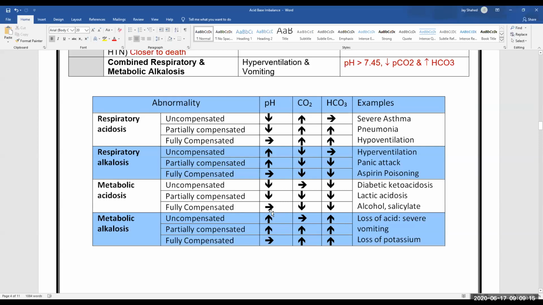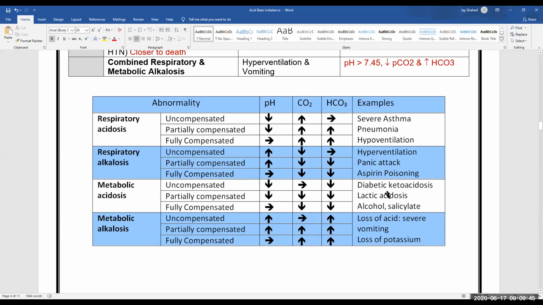Fully compensated is within normal, 7.35 to 7.45 for the pH. And both of these go down together. Metabolic alkalosis, same thing. What do you look at? The pH, and you look at the HCO3. The pH is up, HCO3 is up. What's happening to the CO2? Not changing. And the same thing down here also.